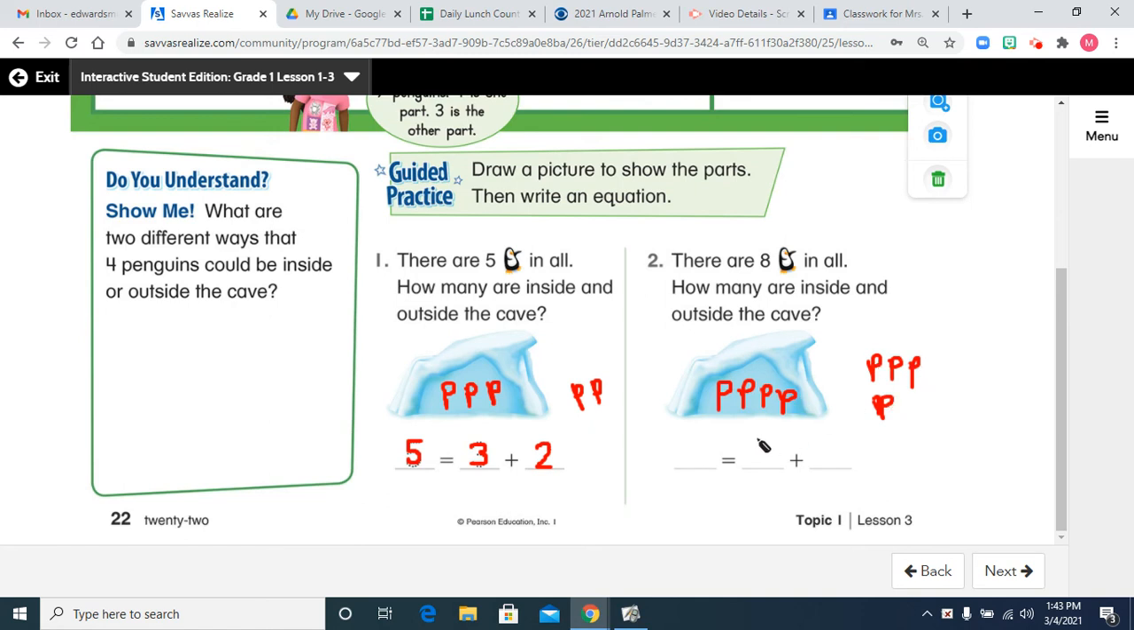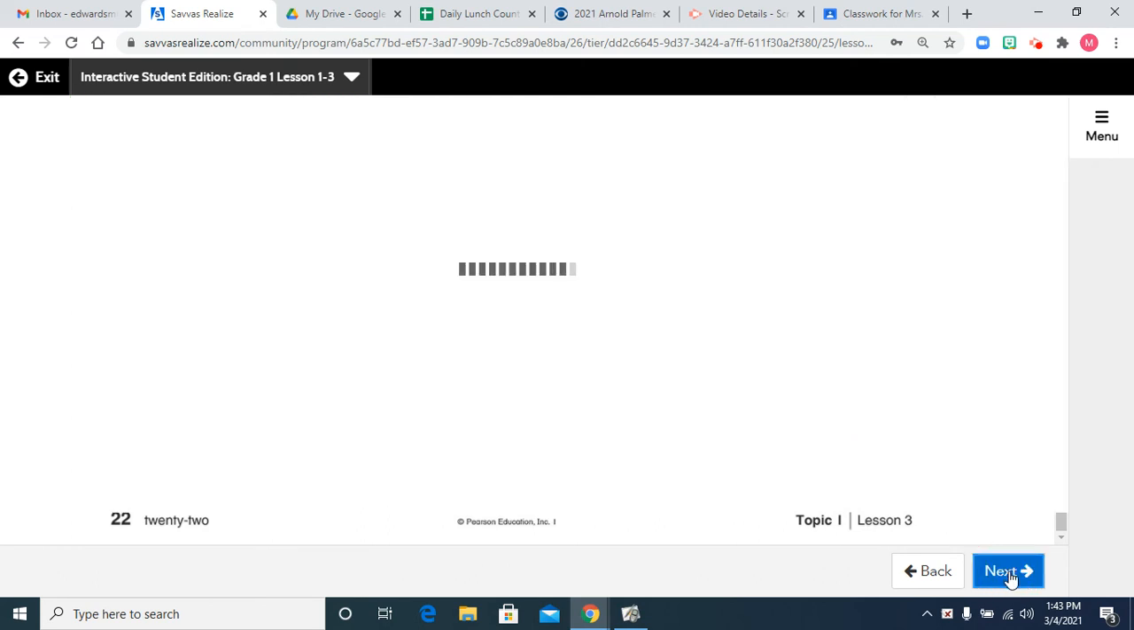Perfect. Okay, so my equation is actually a doubles fact. 4 plus 4, and you should know that 4 plus 4 equals 8. Make sure you count up your penguins after you draw them just to make sure that you have only 8. All right? 4 plus 4 equals 8. There are many other equations you could do, like 1 plus 7 or 2 plus 6, anything that equals 8. Okay? All right, please look at the next page.